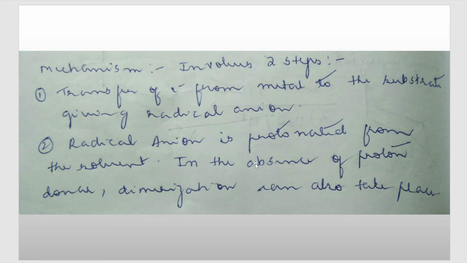In the absence of a proton donor, that is, if we take only the metal and the protic solvent is not there, what happens? If many organic compounds are present, two of the anions will undergo dimerization. What is dimerization, students? Many monomers come together to form a dimer, correct? So they combine with each other. That happens only when there is no proton donor, or if we do this reaction in the absence of a protic solvent. But if we take a protic solvent, then dimerization will not take place.